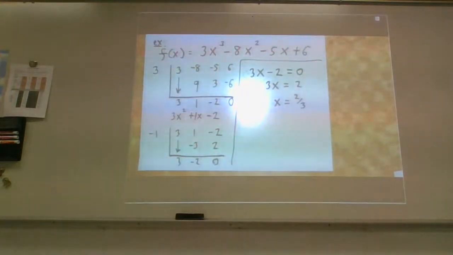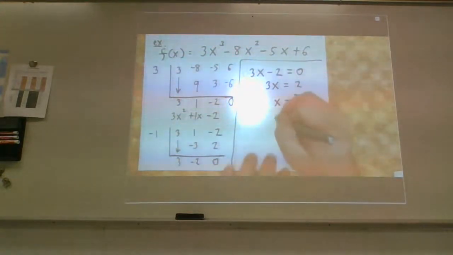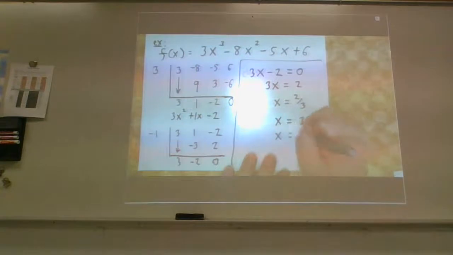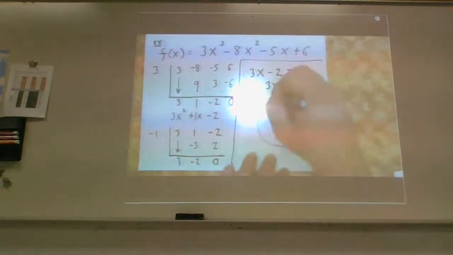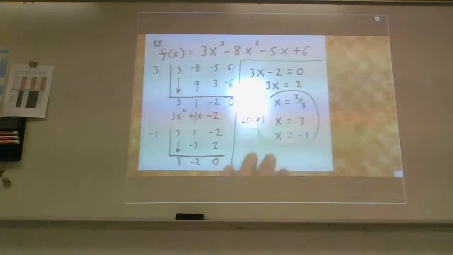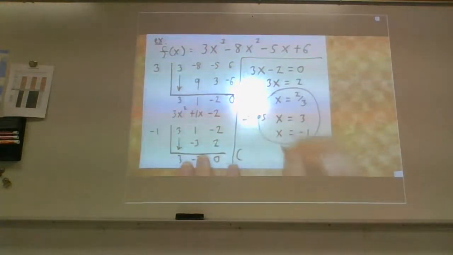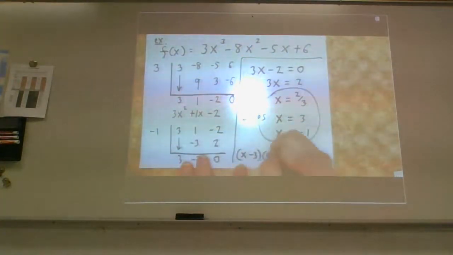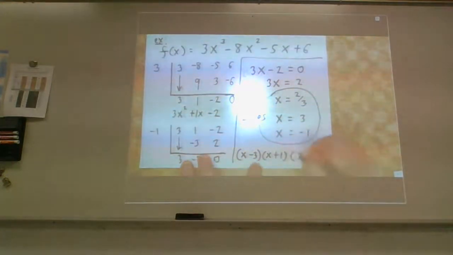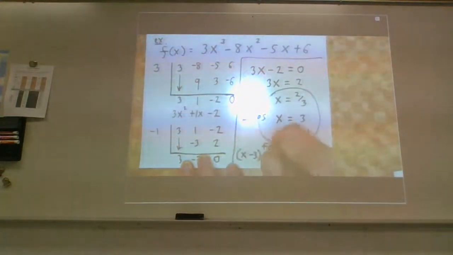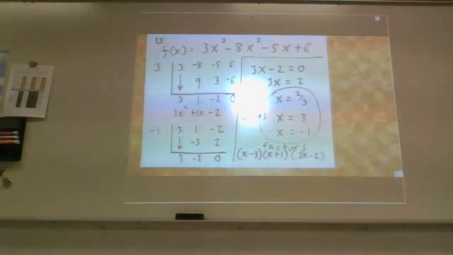But that is the exact answer. So here's what we've proven. We have proven these are the zeros of the function. We have just proven that those 3 numbers are zeros of the function. And we have proven that these are the factors. This is a shortcut version of this problem, but this is what you could do.